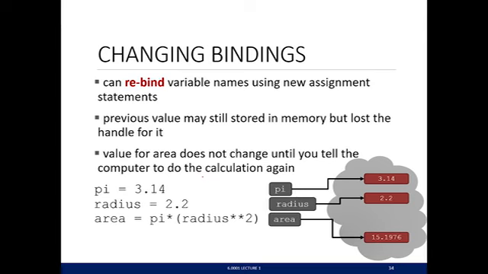Then we have this expression here. It's going to substitute the value for pi from memory and the value for radius from memory. It's going to calculate the value that this expression evaluates to. It's going to pop that into the memory, and it's going to assign, because we're using the equal sign, that value to that variable area. Okay. So now let's say we rebind radius to be something else.